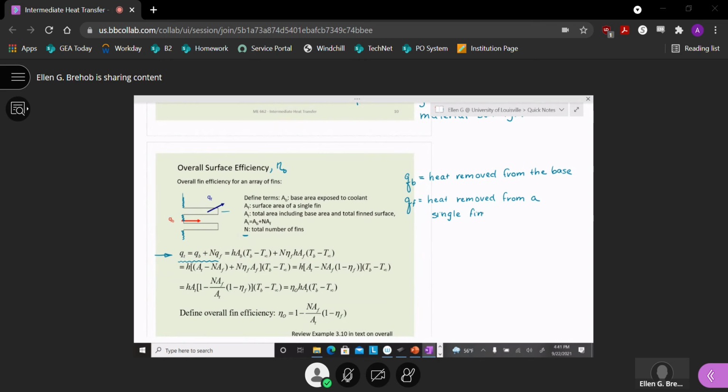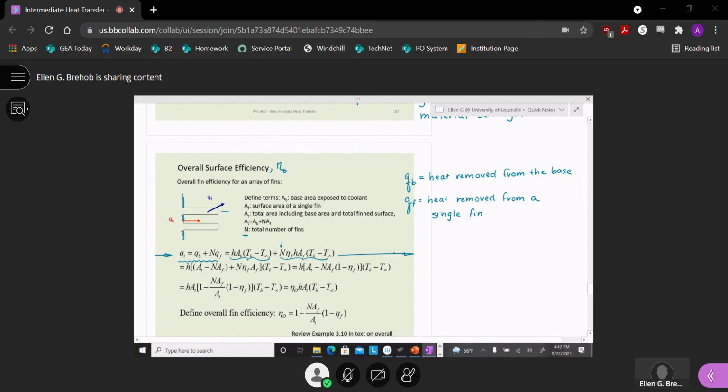Okay, so the next step they do is they've expanded out. So this is heat transfer coefficient, surface area of the base, and T base minus T infinity, and that makes sense. And then this next term, this is the capital N, so that's our number of fins. And then they've written this as the fin efficiency, so eta subscript F, heat transfer coefficient, surface area of the fins, and T base minus T infinity.